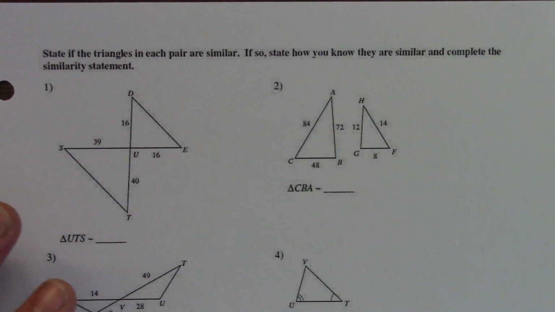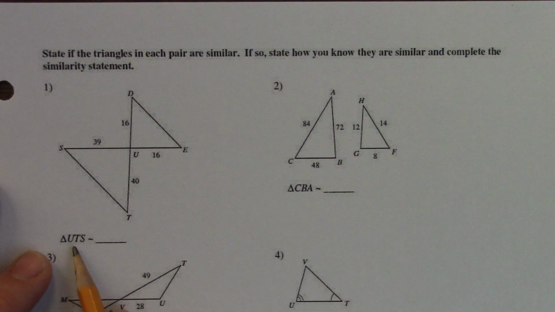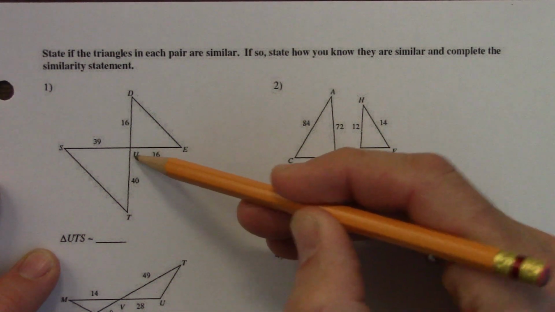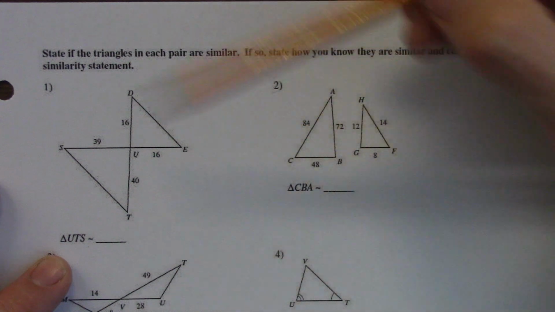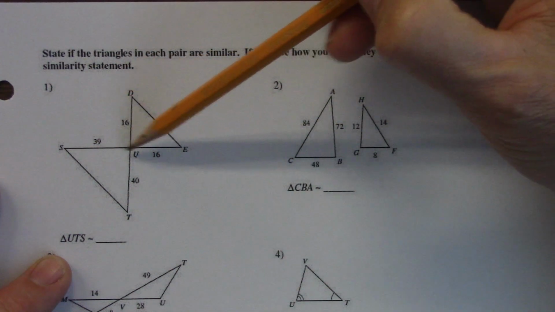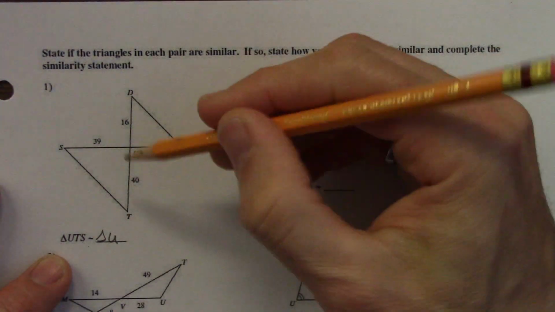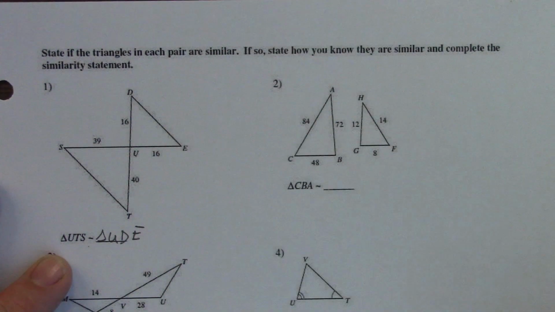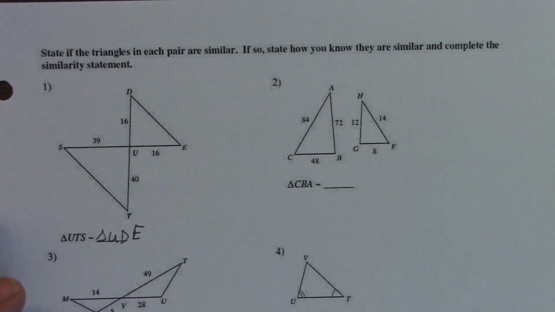If so, state how you know they are similar and complete the similarity statement. So triangle UTS. This is the triangle we're looking at, UTS. We want to see if that's similar to this triangle. It's important that we pick the same orientation. So we want to do triangle U, we want to go D, E. So we're checking if these two triangles are similar.